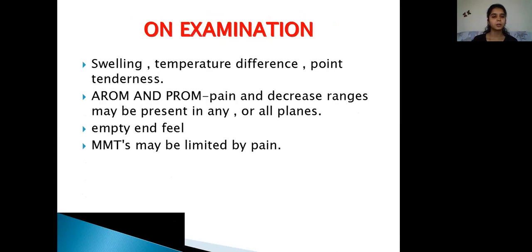On examination, the diagnostic criteria are swelling, temperature difference, and point tenderness. Both active and passive range of motion will include pain. It will be decreased in all planes. There will be an empty end feel, and the manual muscle tests may be limited by pain.